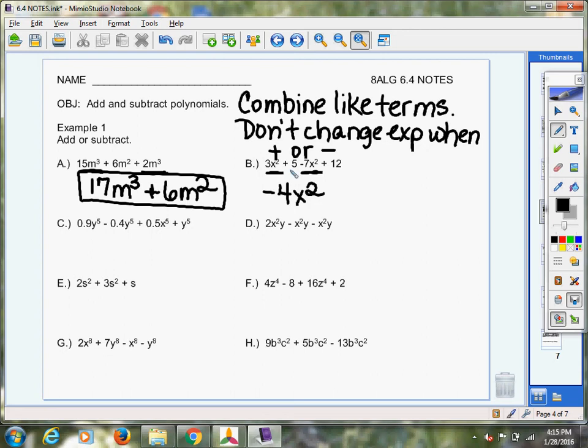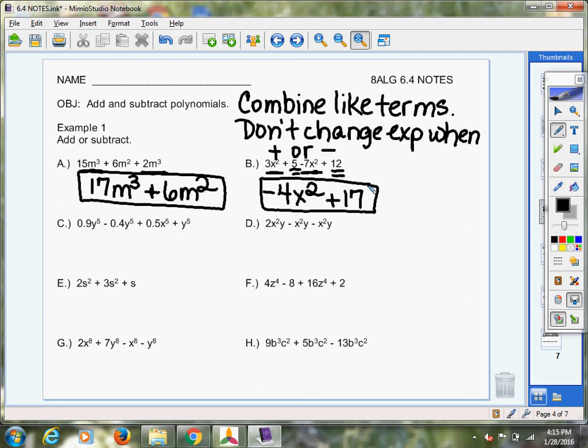Now you have another set of like terms right here. You have a constant of positive 5 and another constant of positive 12. You need to add those together. 5 plus 12 is positive 17. So we'll put a plus sign and a 17 there, because 17 is positive. Now negative 4x squared and 17 are not like terms, so you can't combine them, and you're done. This is the best you can do in presenting your answer. That's the most simplified answer you can present.